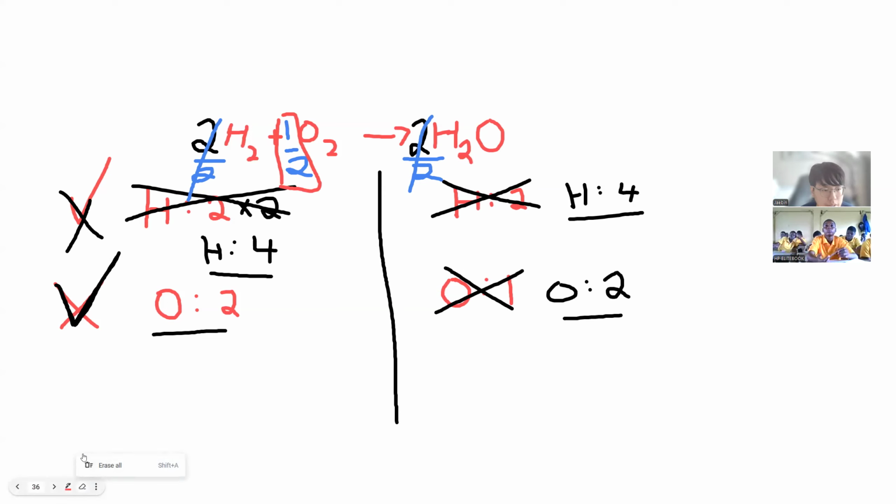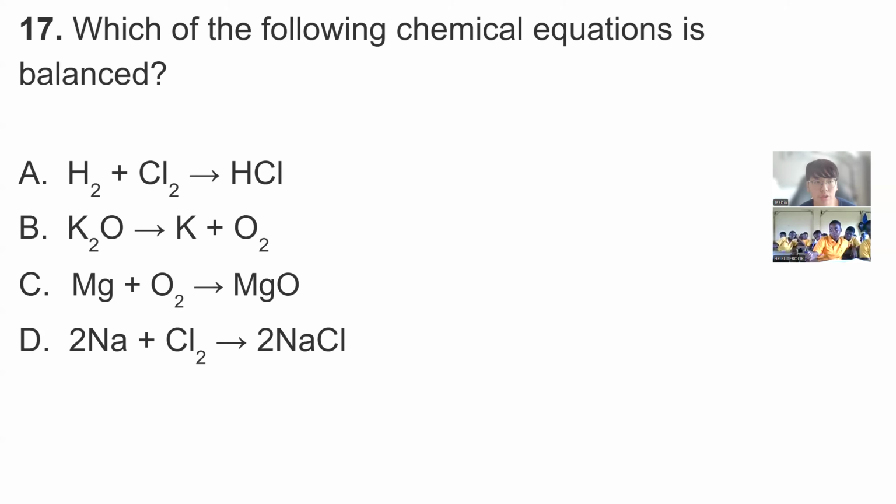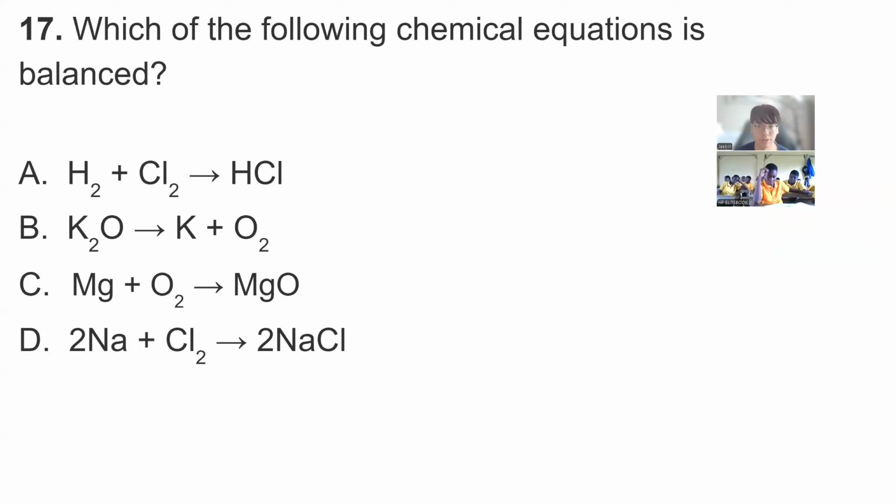Does this make sense to everyone? Everyone understand so far? Okay, I hope it was clear. Let's try another one by yourself now. I'm not going to be helping on this one. So question 17, which of the following chemical equations is balanced? So I will let you guys solve this question.